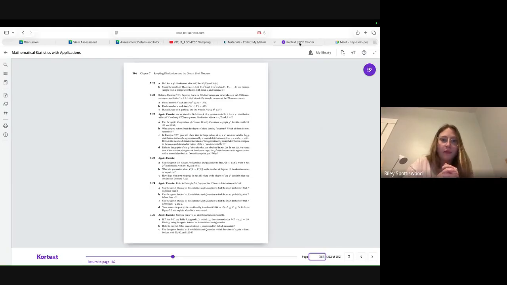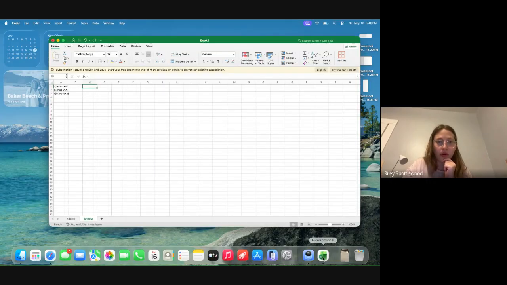I had problem 721, in which n equals 20 observations are to be taken with a variance of 1.4, and let the sample variance denote the 20 measurements. So I had to find A, B, and C. For A, the probability of the sample variance less than B equaled 0.975.